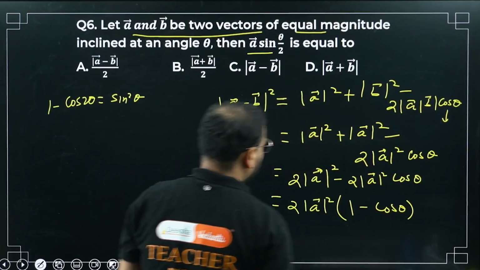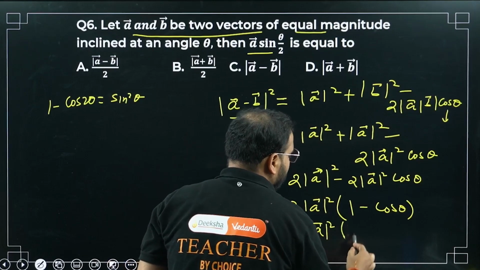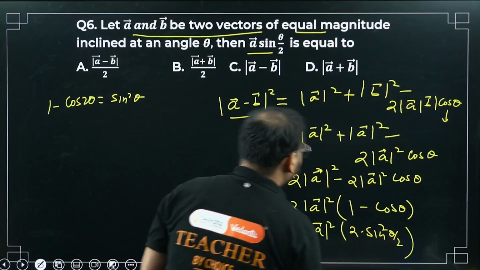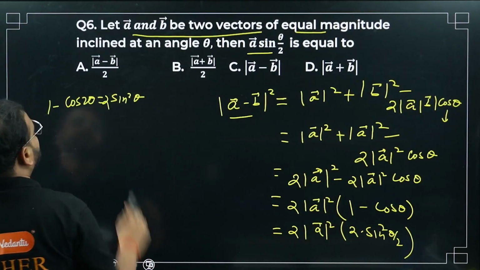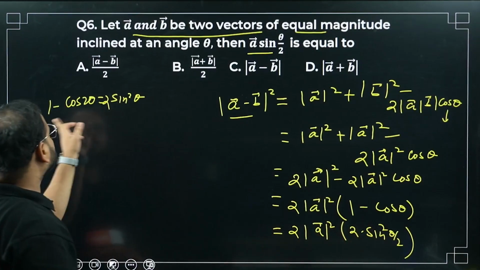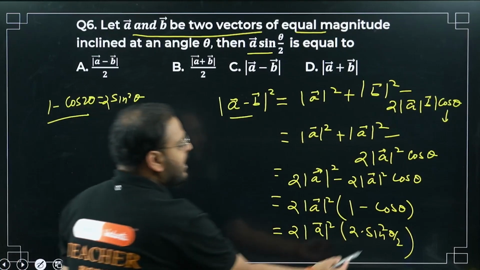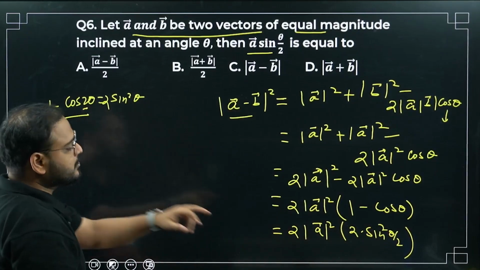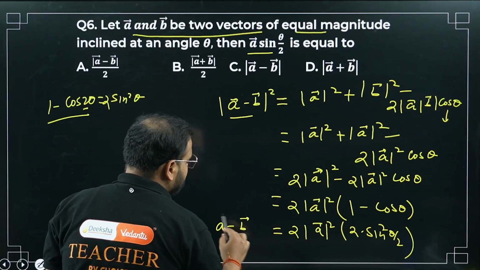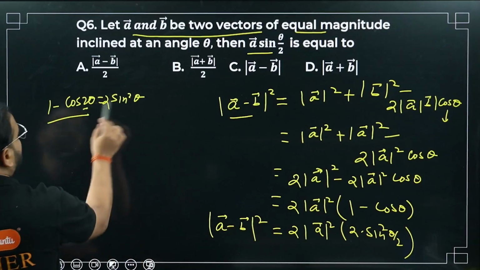From here I can use the formula. This is going to be 2 times A square, 2 sine square theta by 2. Compare this: 1 minus cos theta, like 1 minus cos 2 theta, means 2 sine square theta. So 2 sine square theta by 2, because in this case I have theta, not 2 theta. So theta by 2 will come. LHS remains the same all this time. Let me erase this. I write a final answer.